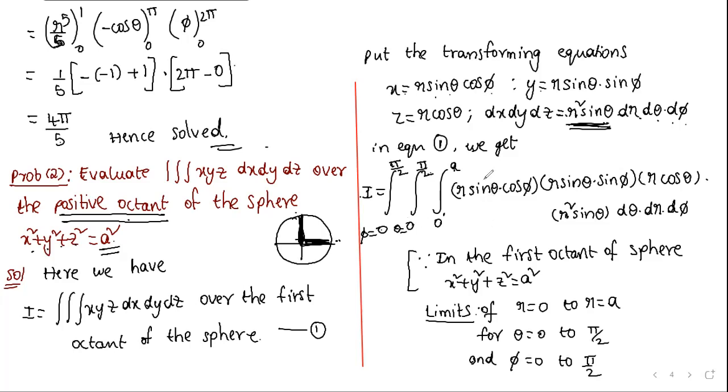Okay, substituting all the limits: x means r sin theta cos phi, y means r sin theta sin phi, and z means r cos theta, into dx dy dz means r square sin theta dr d theta d phi. So after substituting everything, these are the limits. Fix these limits. In the first octant of the sphere x square plus y square plus z square is equal to a square, a is the radius of the sphere. The limits are r is 0 to a, theta is 0 to π/2, and phi is 0 to π/2.